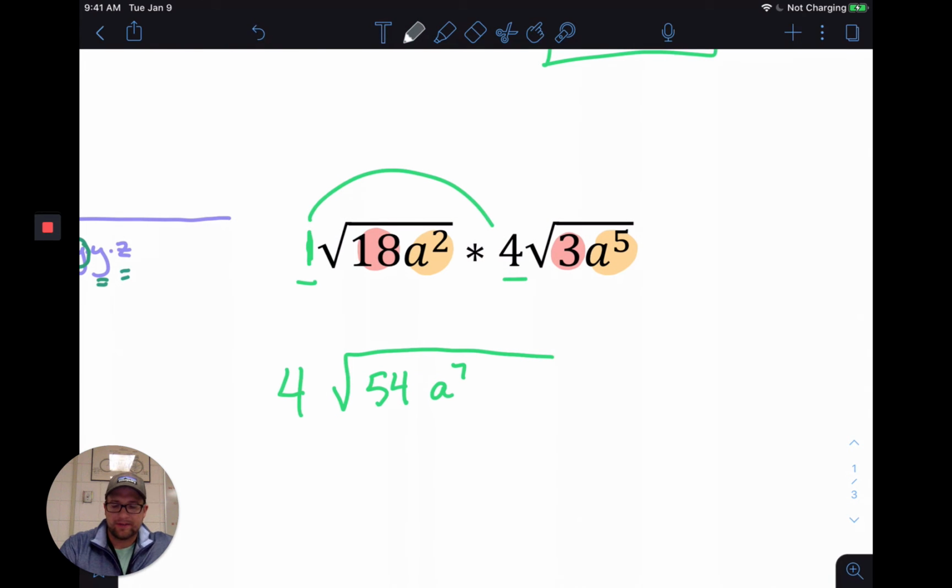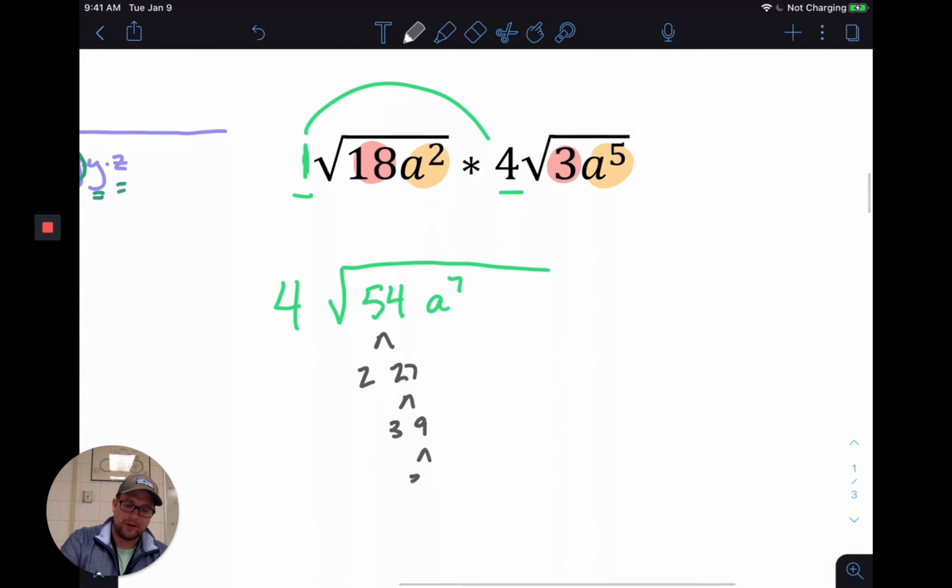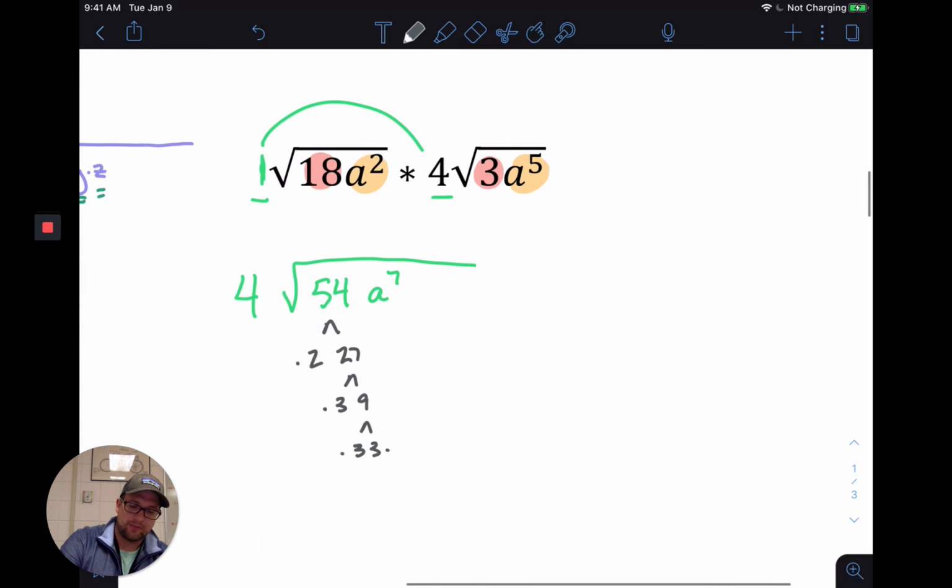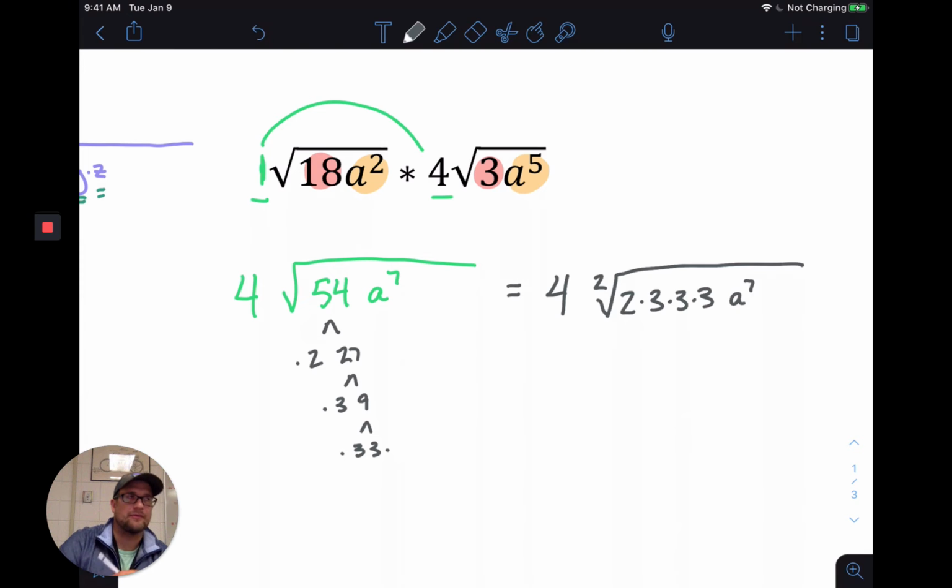So to simplify this thing, we again look at the prime factorization. So 54 could, let's just break it up into 2 and 27. And 27 could just be 3 and 9. And 9 would be 3 and 3. And none of those pieces break down any further. 2 is as good as it gets. 3, 3, and 3 are all as good as it gets. That means we can rewrite this thing as 4 times the square root of 2 times 3 times 3 times 3, and then we have a to the 7th.